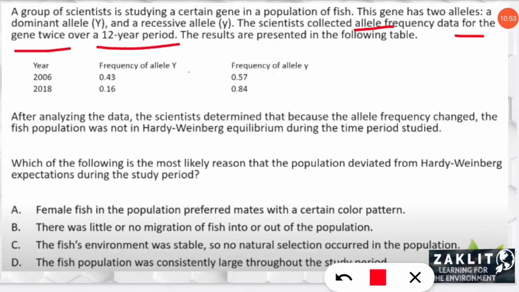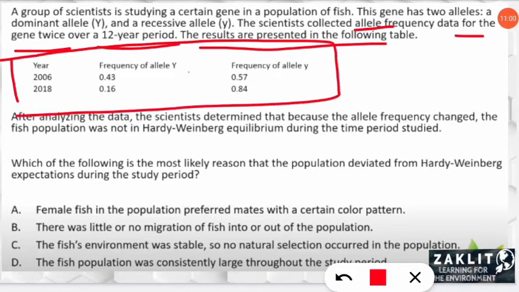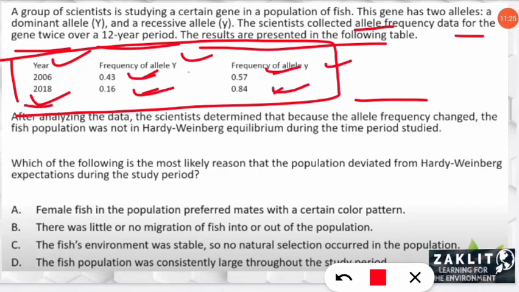period. So in 12 years, twice they collected allele frequency data, and the results are presented in the following table. So this was their data table, 2006 and 2018, with the frequency of allele Y and the frequency of allele small y, the recessive one, as found here. So after analyzing the data, the scientists determined that because the allele frequency changed, you can see the frequency of allele capital Y was 0.43, but it became 0.16. Similarly, the frequency of allele small y was 0.57, but it became 0.84 in 2018.